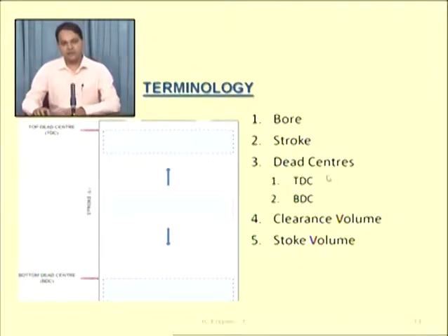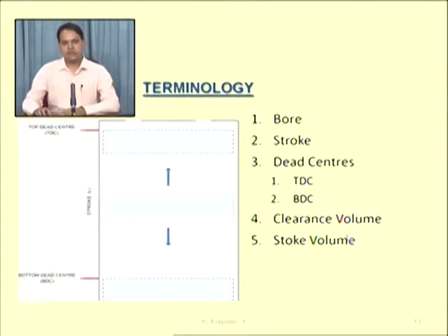Now the dead center. In a vertical engine, if my piston is at the topmost position, it is called top dead center. The short form is TDC. When it starts to move and reaches the extreme lower limit, the red line over here, it is called the bottom dead center. The short form is BDC. So in a vertical engine, TDC and BDC are used to indicate the piston position.